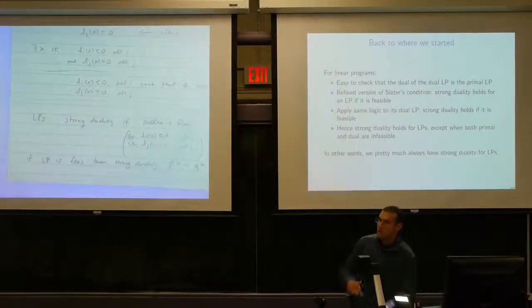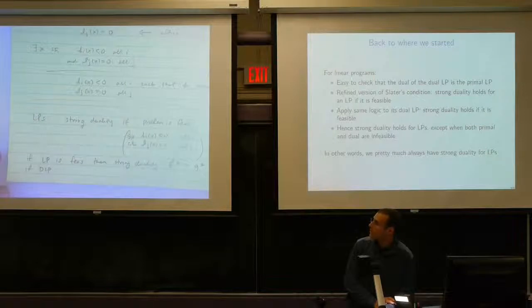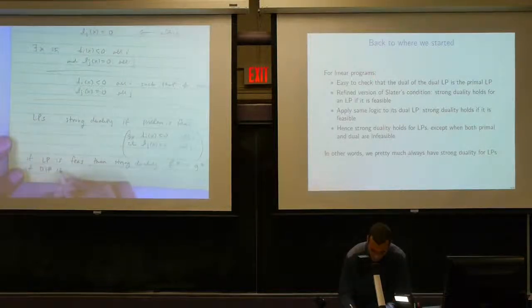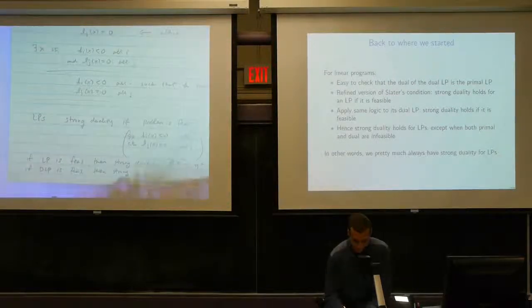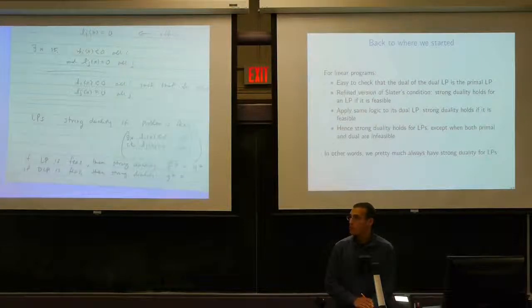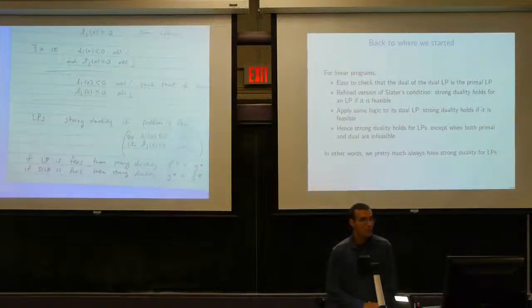Let's apply the same logic to the dual LP now. So I'll call the dual LP DLP. If the dual LP is feasible, then again we know that strong duality holds for it and its dual. But its dual was the same problem as the original one. Right? So I'm just concluding that G star is equal to the optimal value of its dual. But its dual, like we said, is just the primal. So I know that G star is equal to F star.